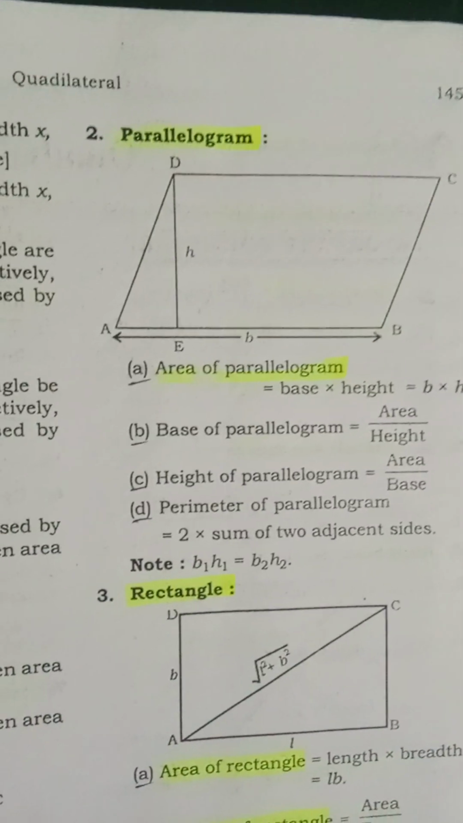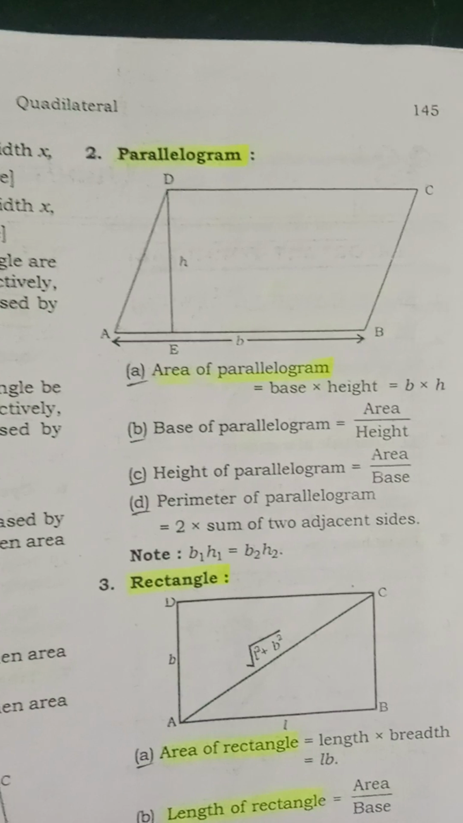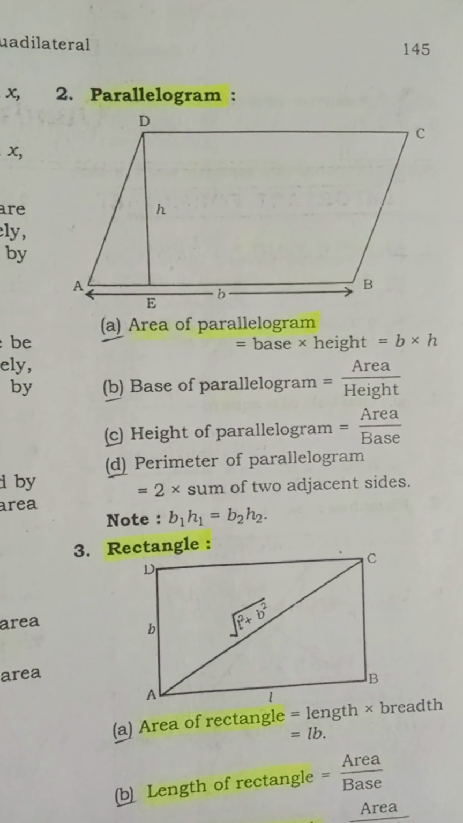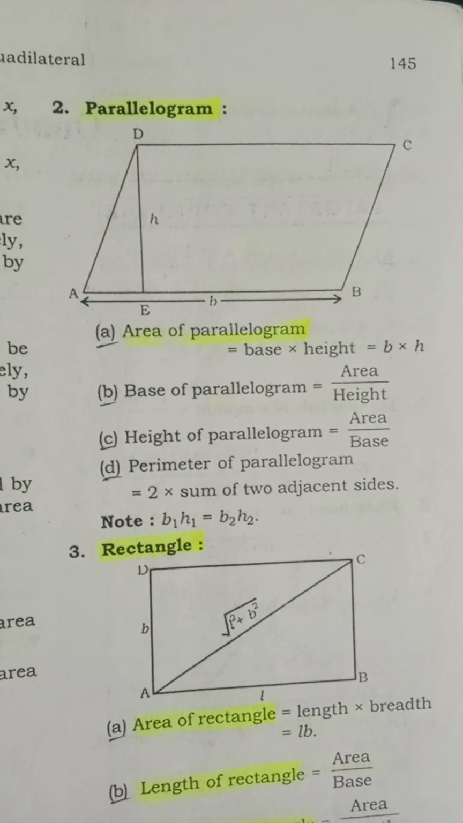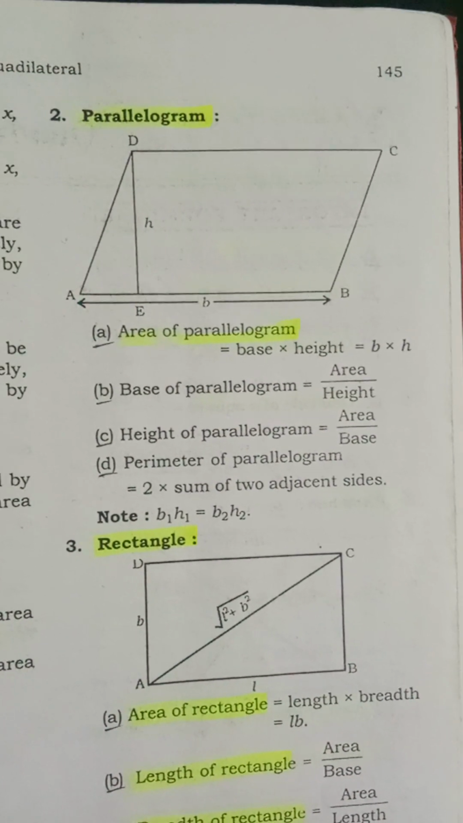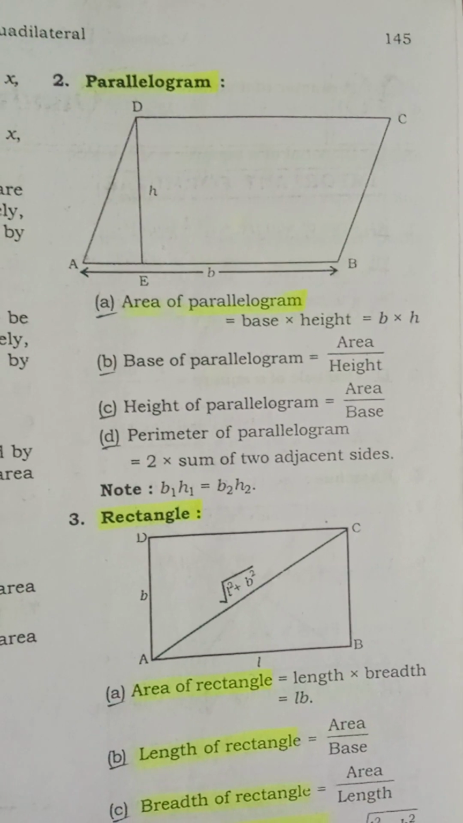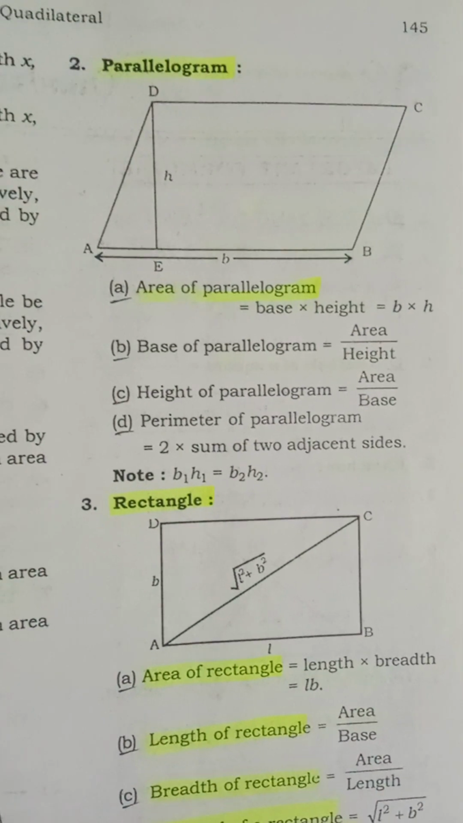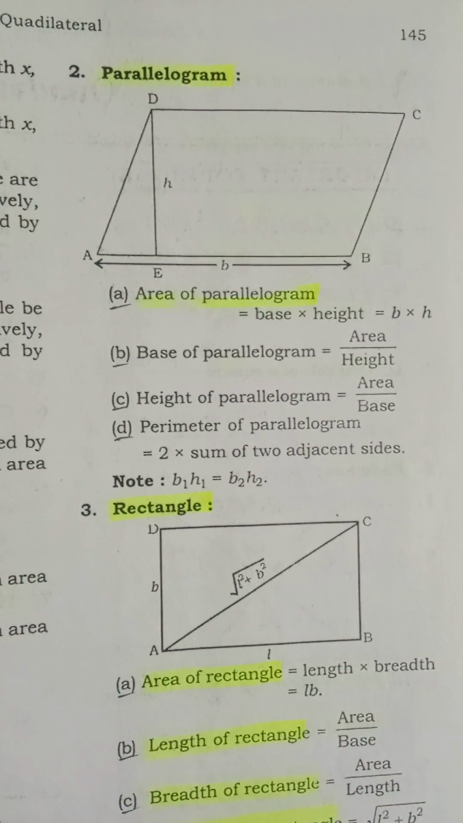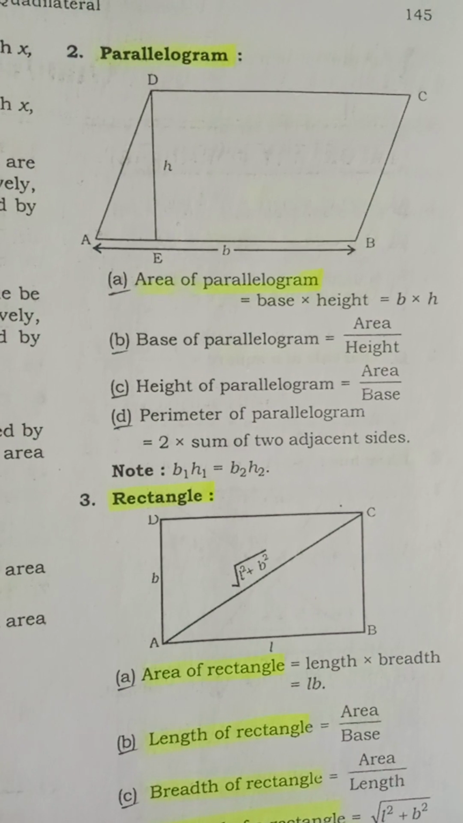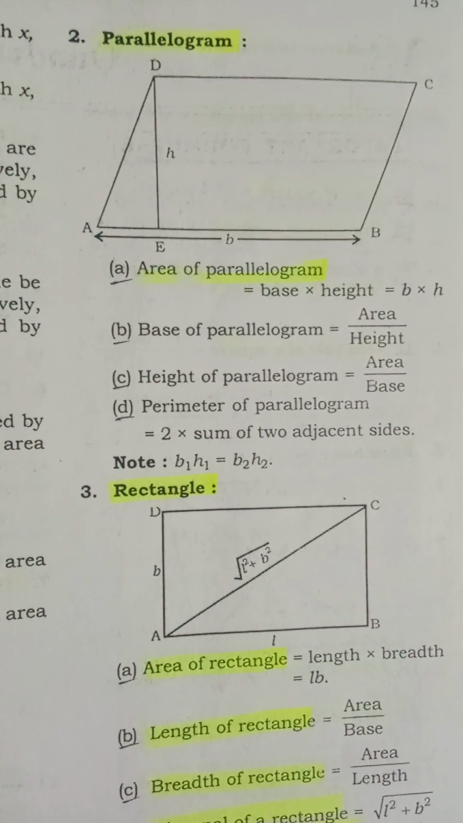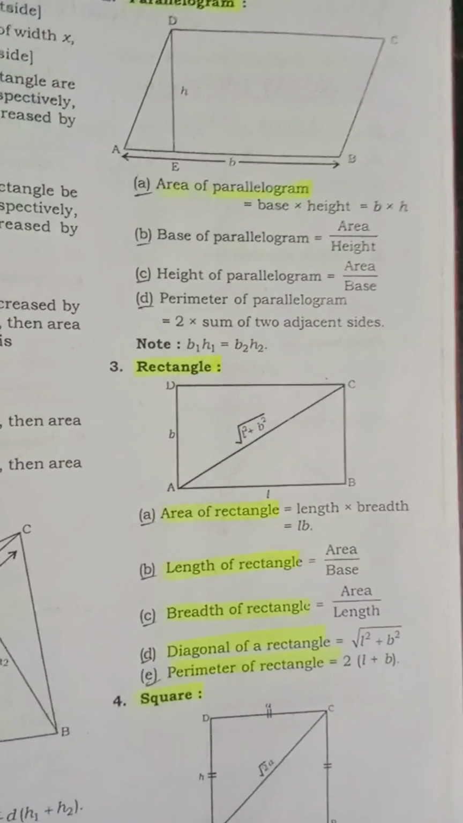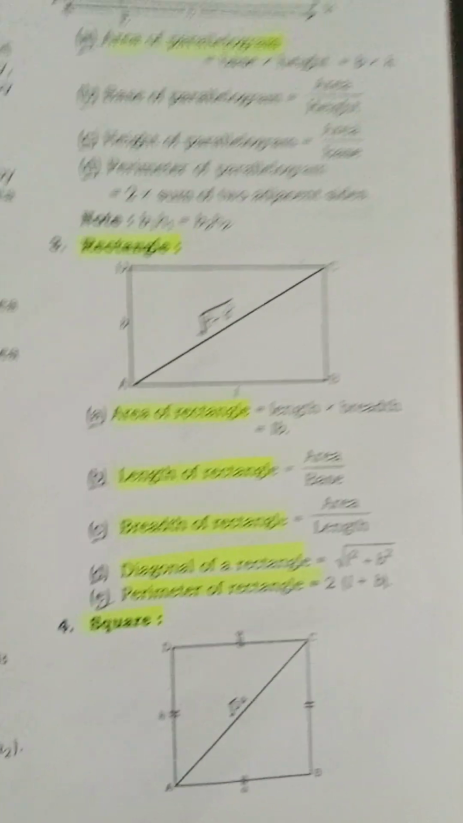Parallelogram, as you can see in this figure. Point first, area of parallelogram is equal to base into height. Base of parallelogram is equal to area by height. Height of parallelogram is area by base. Perimeter of parallelogram is 2 into sum of two adjacent sides. Next, rectangle.